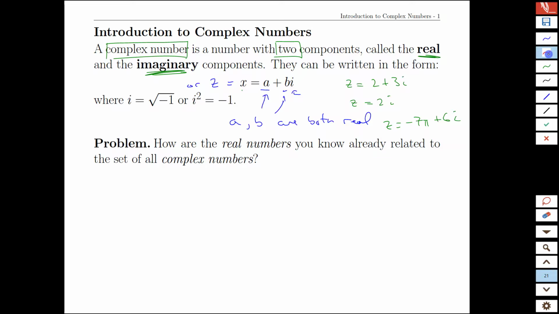Now, how does that fit in with what we already know? So we already know the real numbers. How does that relate to the complex numbers? Well, the real numbers are a subset. Sometimes that's written in set notation as this sideways cup symbol, as a subset of the complex numbers.